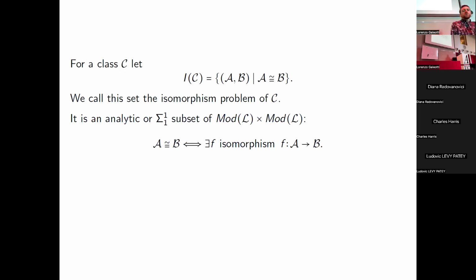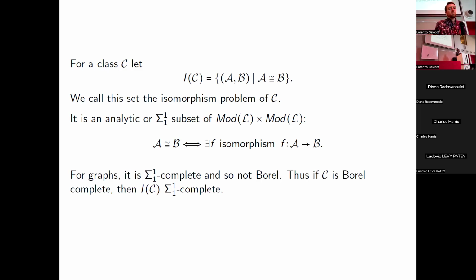It's an analytic or Σ^1_1 subset of the pairs of structures, because in general, to ask if two things are isomorphic, you have to ask if there's this function, this isomorphism, and that's a second order quantifier. And it is actually sometimes Σ^1_1 complete. In particular, it's not Borel, for example, for graphs. So for graphs, you can show that there's no Borel way to tell if two graphs are isomorphic. And this transfers over the Borel reductions. So for anything that's Borel complete, this is also true, that the class of deciding whether two things are isomorphic is Σ^1_1 complete.